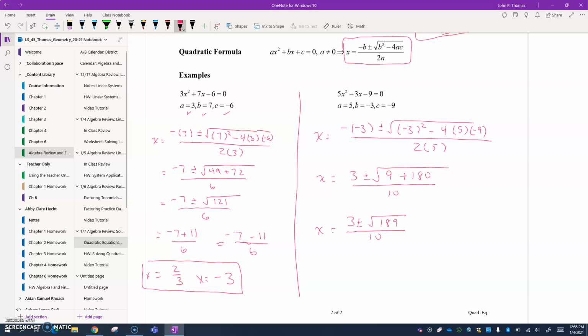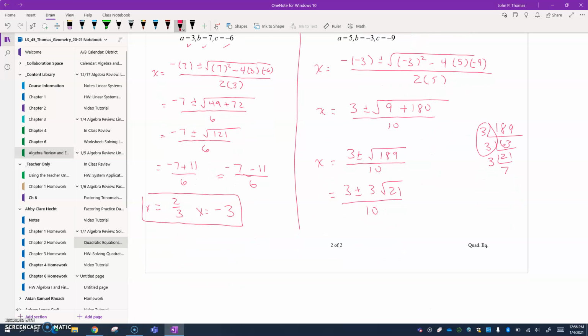All right, so I'm going to see if this reduces. So I'm going to pull the 189 off to the side. I know a 3 goes in there 63 times. And I know a 3 goes in there 21 times. And a 3 goes in there 7. So I can take a 3 out. So I have 3 plus or minus 3 root 21 would be left over inside, all over 10.